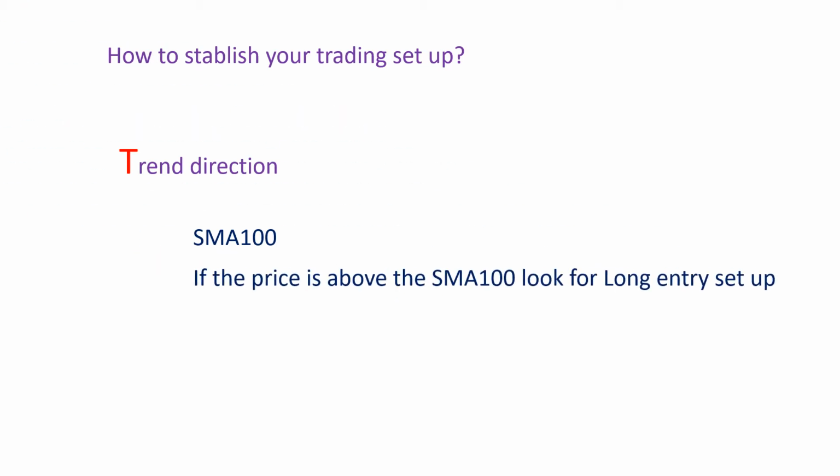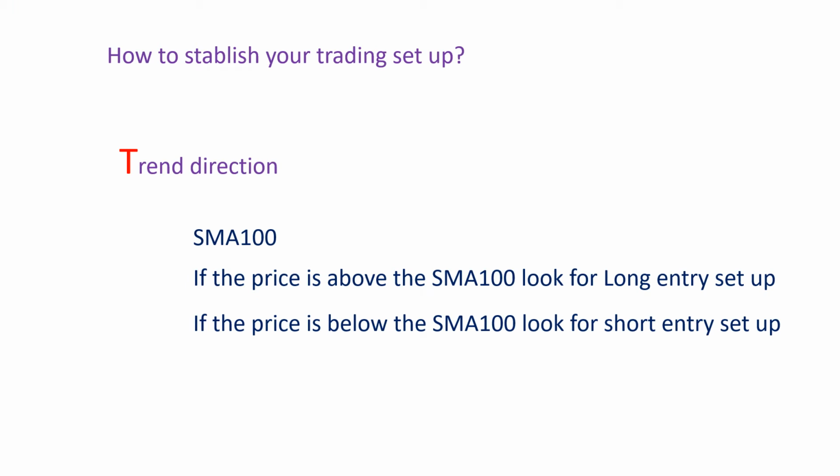Now, if the price is above the SMA 100, that means the trend is upward, an uptrend, and then look for a long entry setup. If the price is below the SMA 100, that means your trend is downward, and look for a short entry setup.